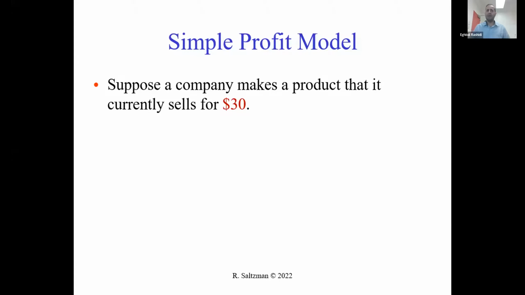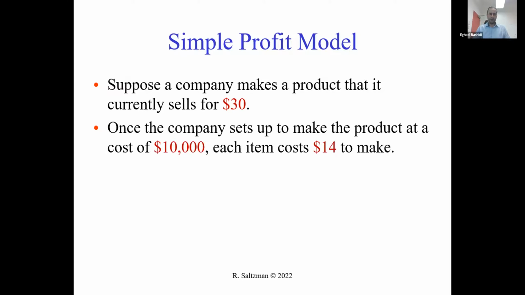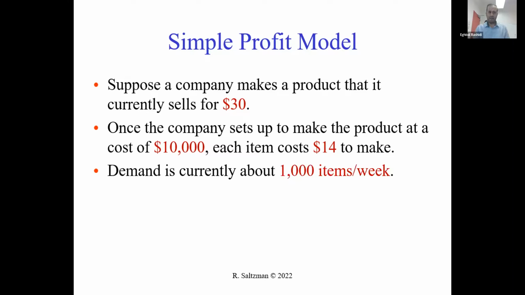Suppose a company makes a product that it currently sells for $30. So that's the price at which you can sell the product, okay? $30 each. And suppose that to set up to make the product, they have to invest $10,000 as a fixed cost. And for each product that they produce, they have a variable cost of $14 per piece, okay? And the demand, suppose that is currently 1,000 fixed items per week, okay?